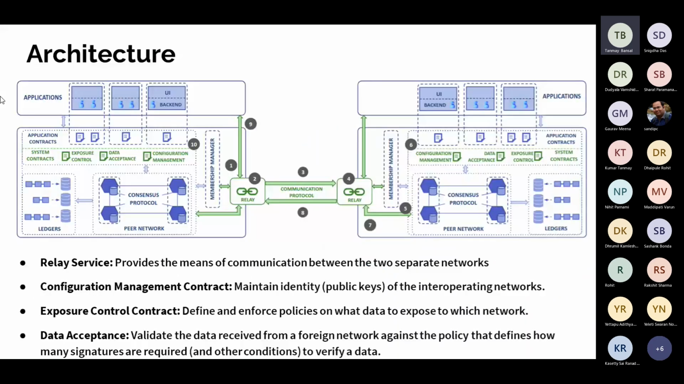So it goes back through relay 4 as step 8 to the relay on the destination network, and then it goes back to the applications, 9 and 10, and of course it would check through the configuration manager and the data acceptance stages. Those system contracts would check whether indeed the data can be accepted based on the policy, as mentioned on this slide, that a sufficient number of signatures are there so that it can be verified in this destination network. So that is how it would work.